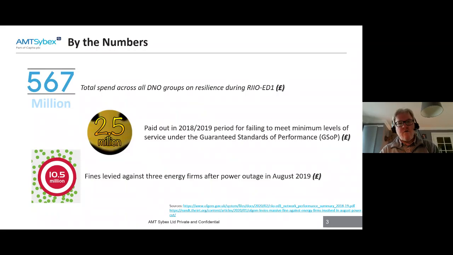There are fines that are sent out in terms of not meeting the guaranteed standards of performance, but there are also bonuses and incentives that are paid when DNOs exceed their service level agreements. So there are large amounts of money to be saved through reducing or eliminating fines altogether, but also monies to be made in terms of increasing the amount of benefits that you get. Stuart, can you move on, please?